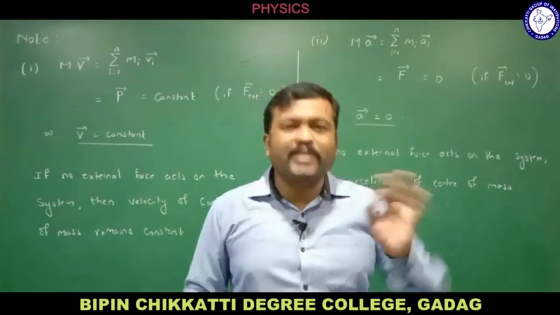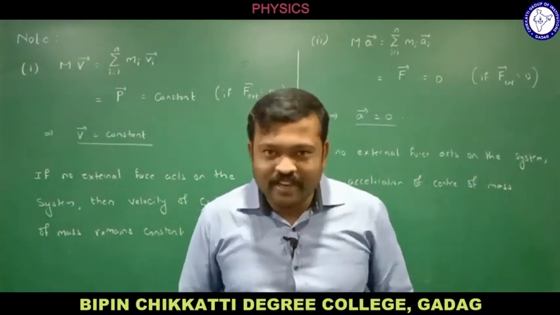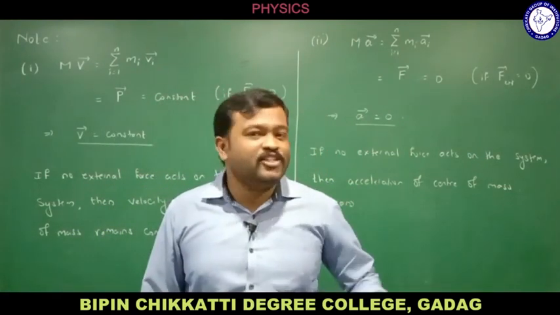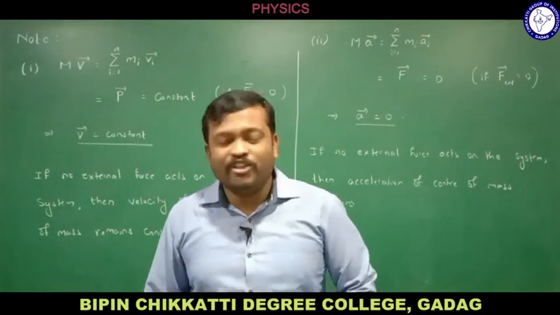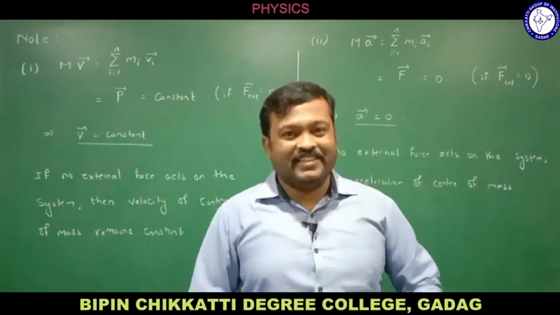If no external force acts on a system, the velocity of the center of mass remains constant. If no external force acts on the system, the acceleration of the center of mass is equal to 0, right? This was all about the center of mass of a system of particles.